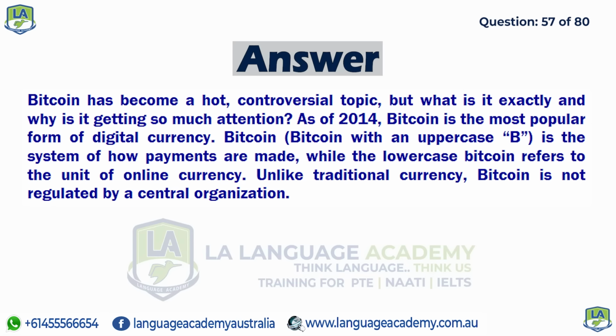Bitcoin has become a hot, controversial topic. But what is it exactly and why is it getting so much attention? As of 2014, Bitcoin is the most popular form of digital currency. Bitcoin with an uppercase B is the system of how payments are made, while the lowercase bitcoin refers to the unit of online currency. Unlike traditional currency, Bitcoin is not regulated by a central organization.